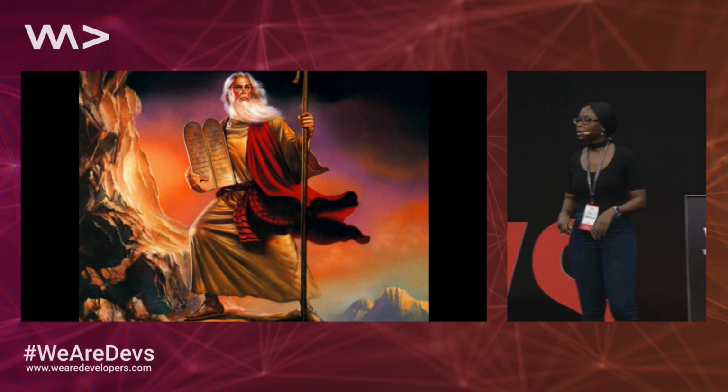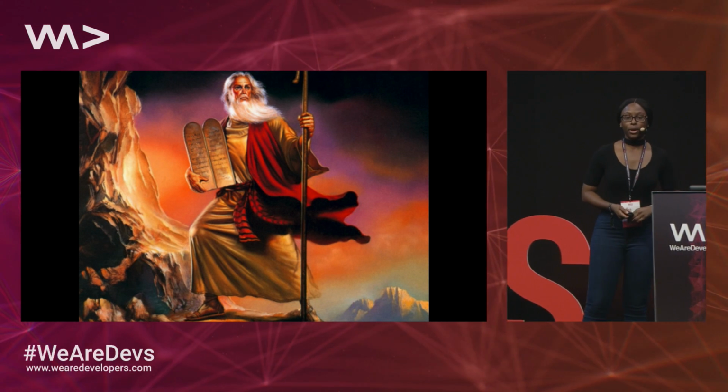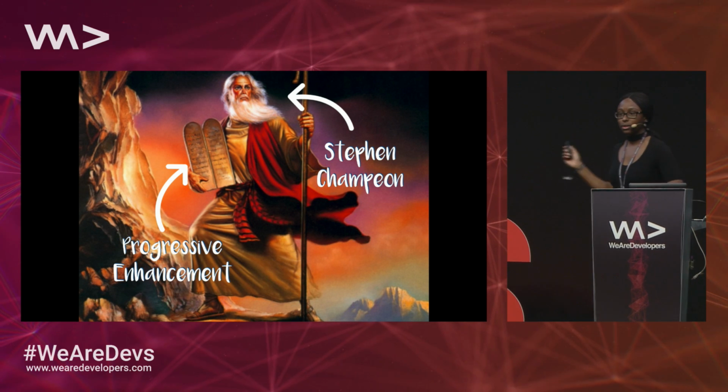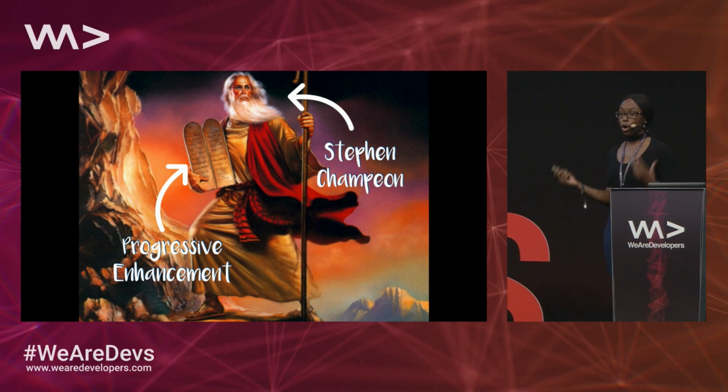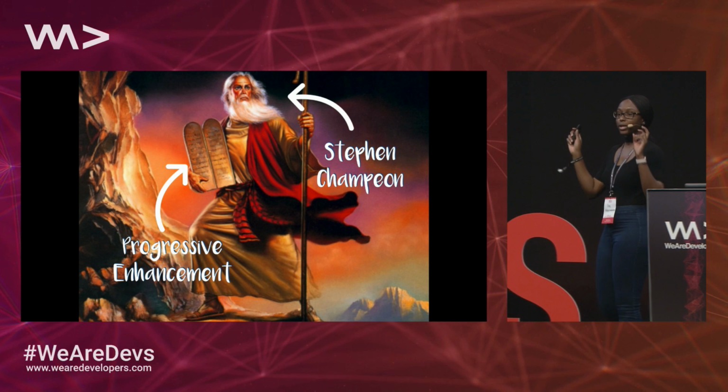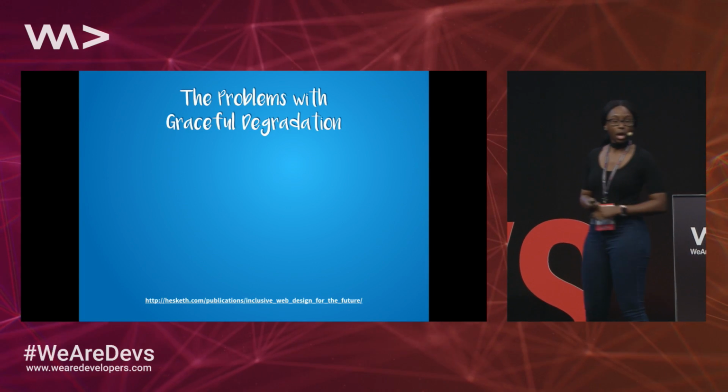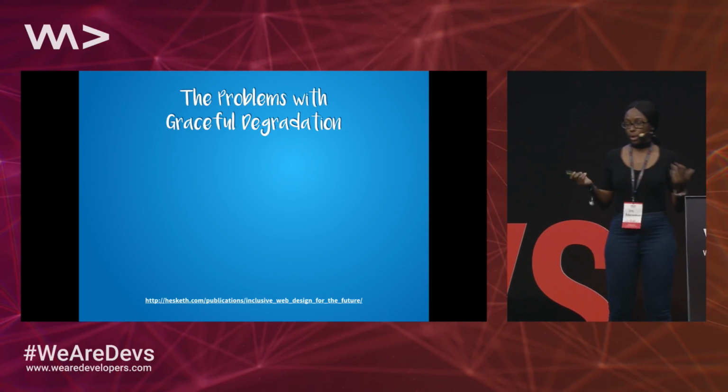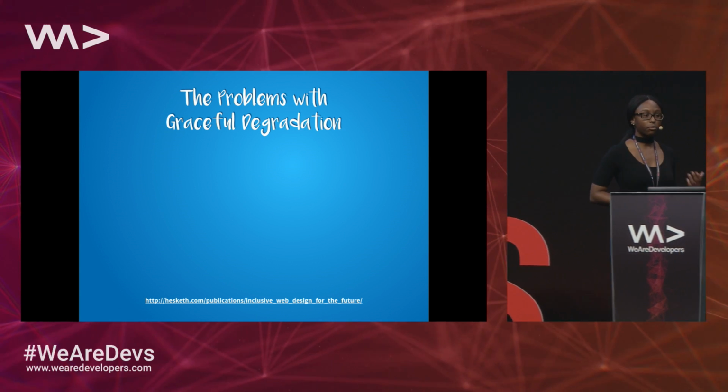So a turning point came on March 11, 2003, and it was a turning point not that unlike Moses coming down from the mountain with the 10 Commandments. But instead of that, it was a guy called Stephen Champion, and he brought to us the commandments, which was progressive enhancement.